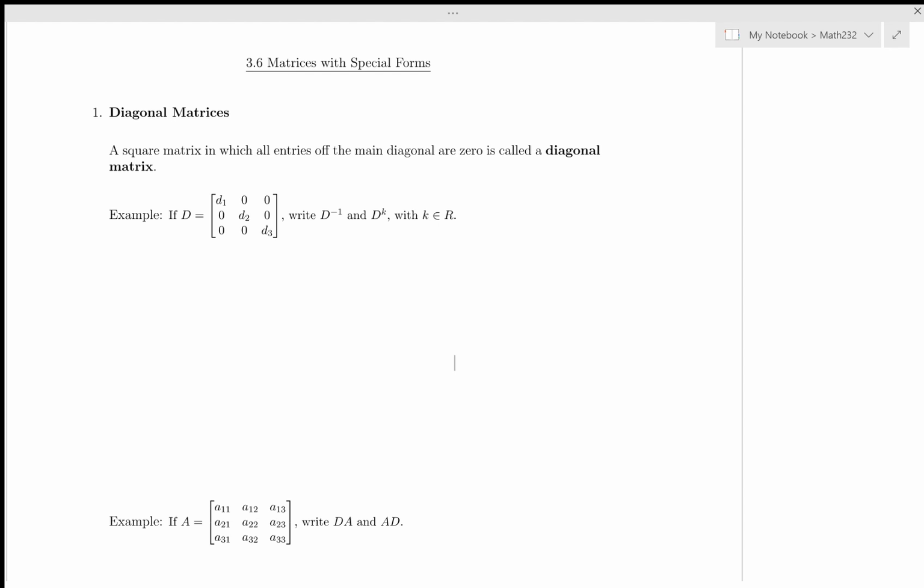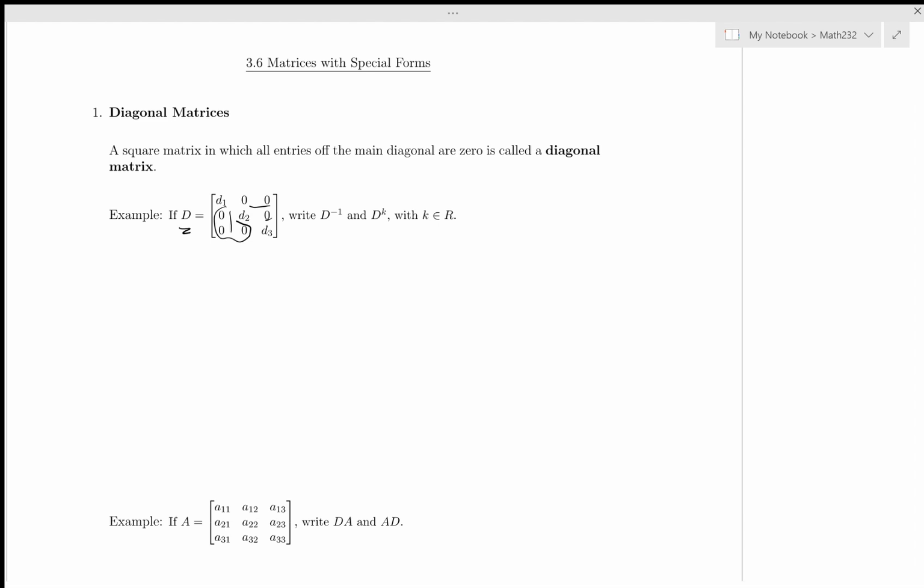Okay, so if we see a matrix that looks like this one here, D, where all of the entries off the main diagonal are 0, we call that a diagonal matrix. So here's an example, a 3 by 3 diagonal matrix. You can see that these are all zeros, and the entries on the main diagonal are not 0. They are D1, D2, and D3.